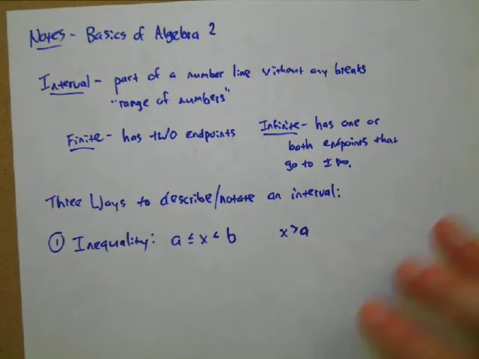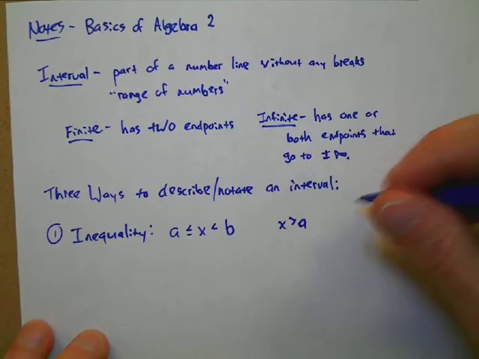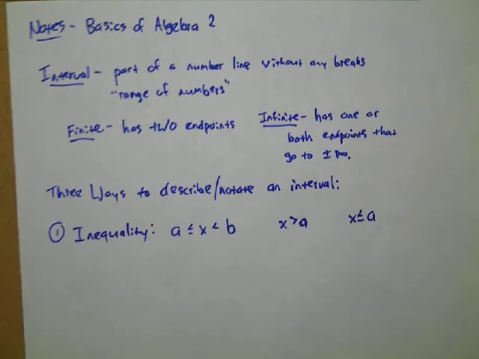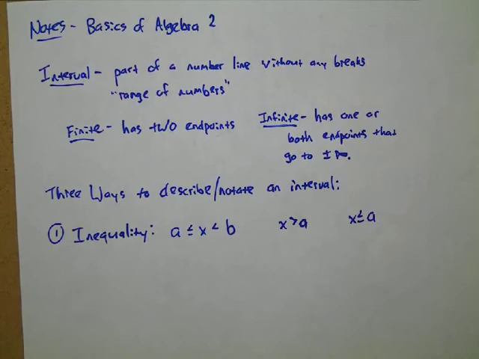Okay, and then one more here, just to have it there. Okay? And of course, you could also do it the other way too, x less than a. We'll describe what those mean. Okay, so there's just some examples, right?